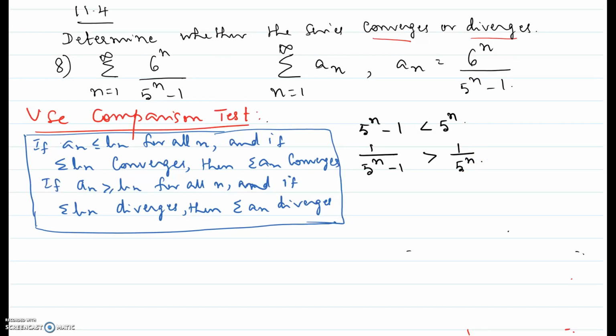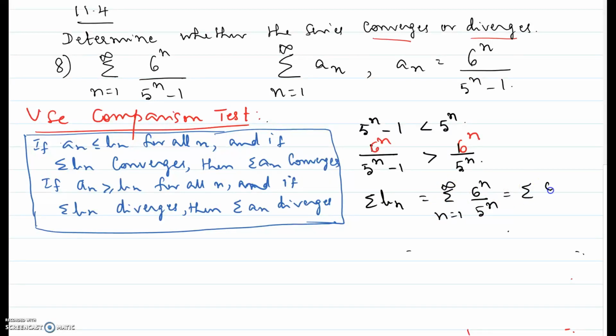So if we multiply both sides by 6 to the power n, the inequality is unchanged. So 6 to the power n over 5 to the power n minus 1 is more than 6 to the power n over 5 to the power n. Now we are going to consider sigma bn, which is the series to which we are comparing the given series, as sigma 6 to the power n over 5 to the power n.